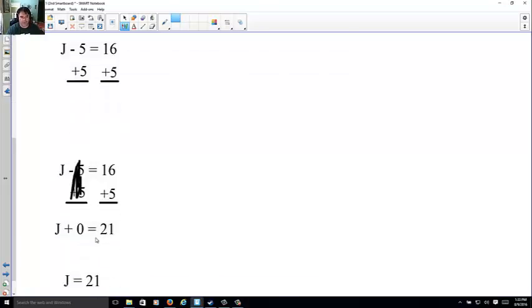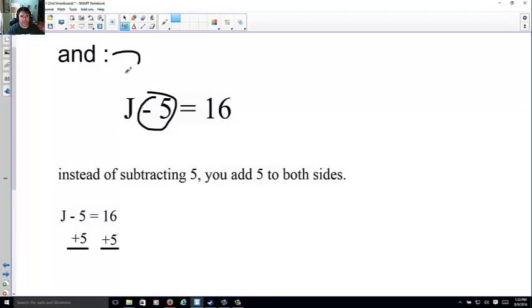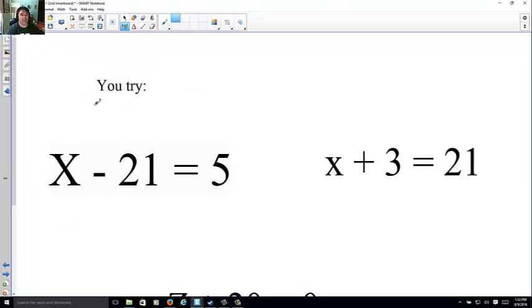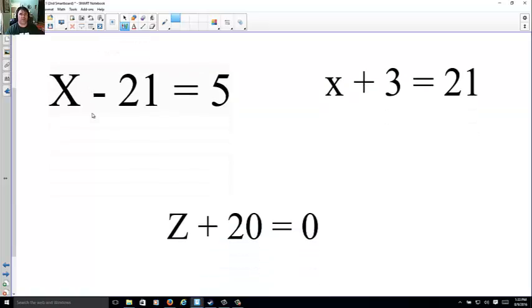And 16 plus 5 is 21. That's true if I could drop that in there. Will 21 minus 5 equal 16? The answer is yes, so you know you're good. You tried. Go ahead and give these 3 a try. Go ahead this time. Let's see how you did.